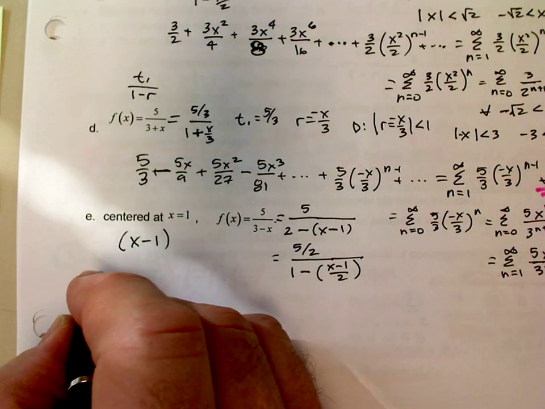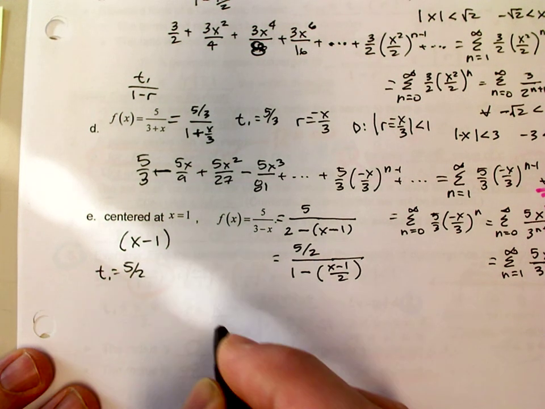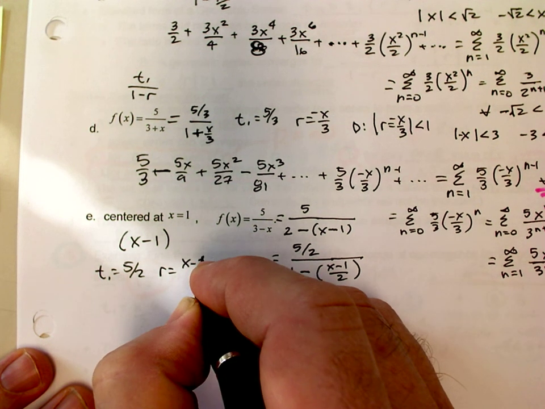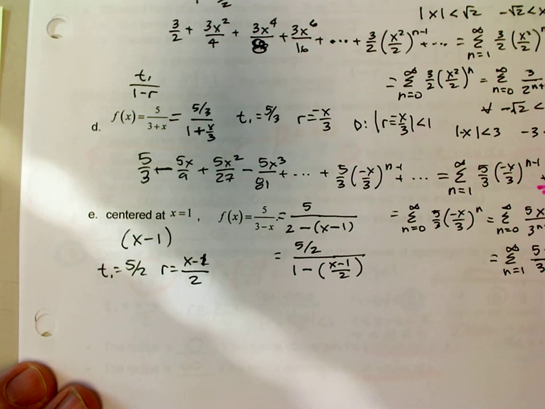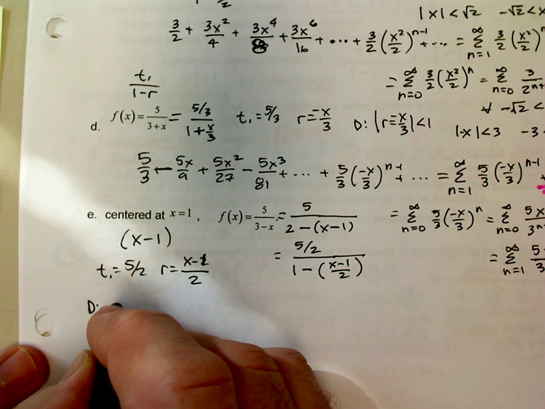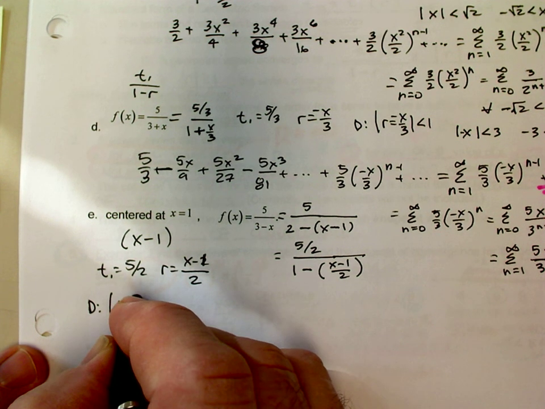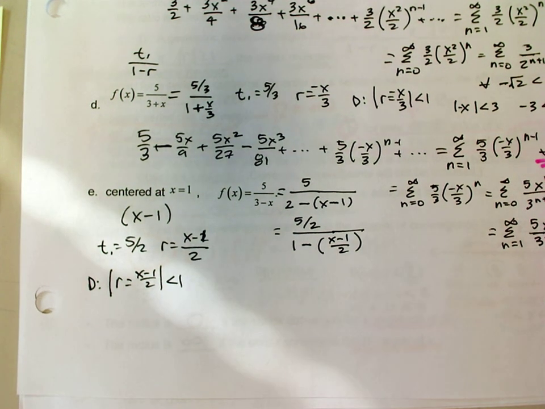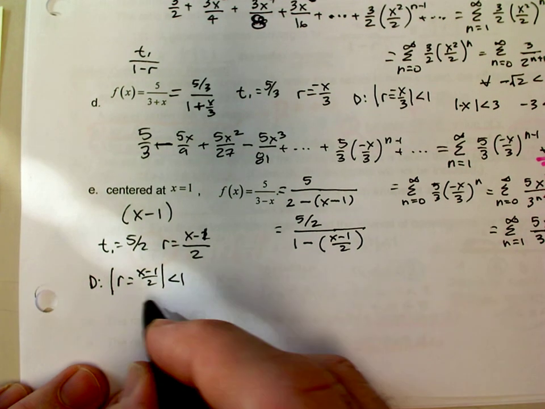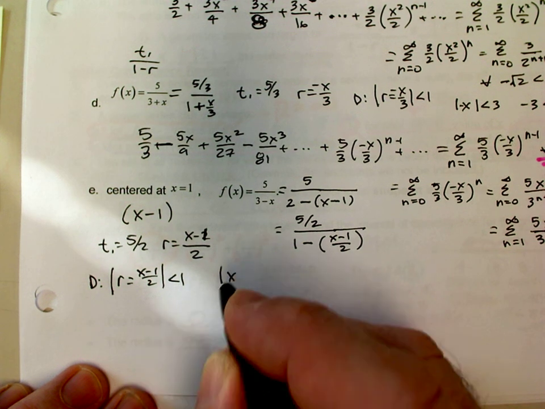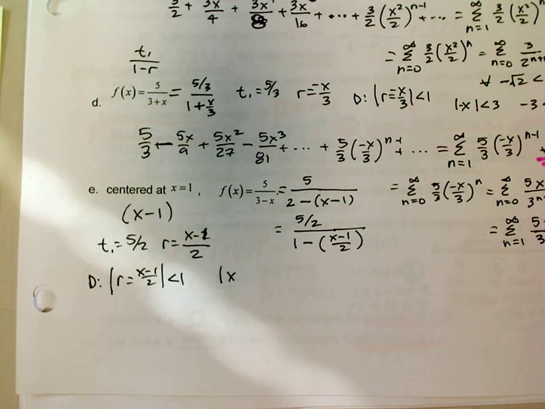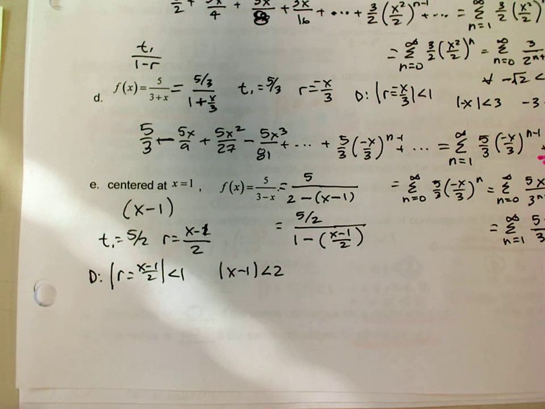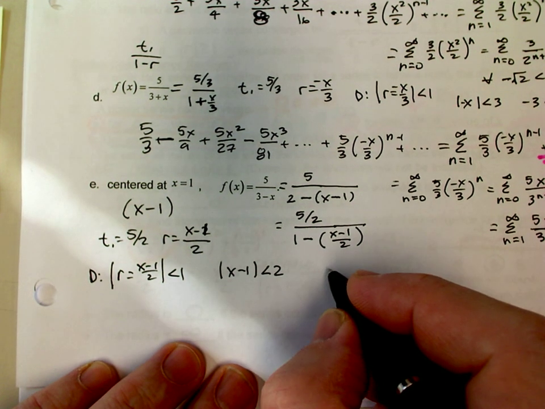which in this case gives us our first term, 5/2. Our common ratio is going to be the quantity of x minus 1, divided by 2. To check our domain, this common ratio must be less than 1. Do a little bit of algebra on this one, multiplying by 1, the absolute value of x minus 1 has to be less than 2. And then, of course, we can evaluate it like this.